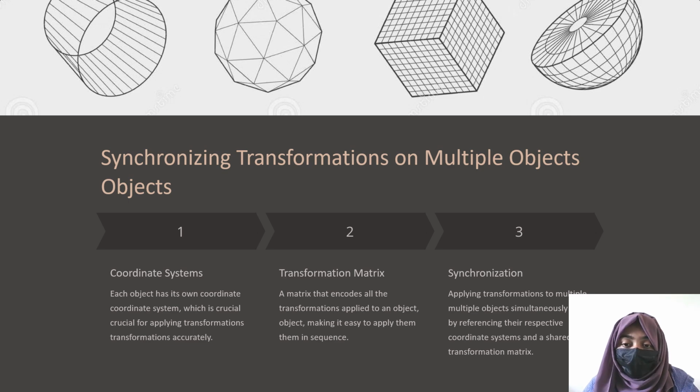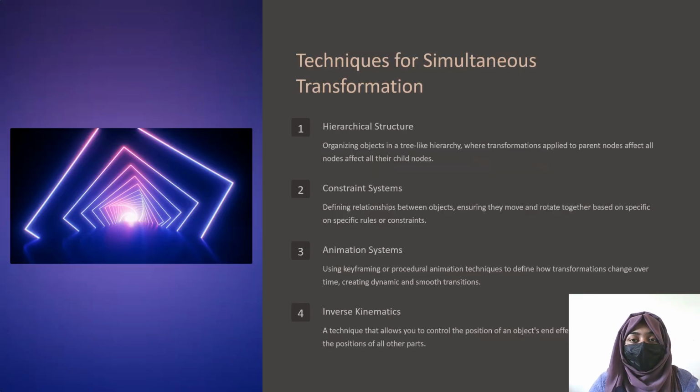Synchronization: applying transformations to multiple objects simultaneously by referencing their respective coordinate systems and sharing the transformation matrix. So in synchronization, the transformation on multiple objects follows these three steps: coordinate systems, transformation matrix, and synchronization.